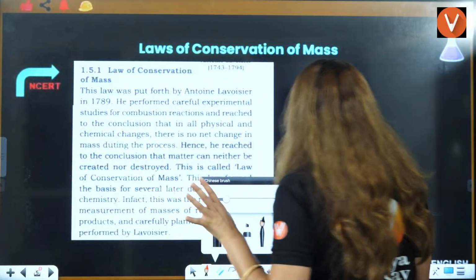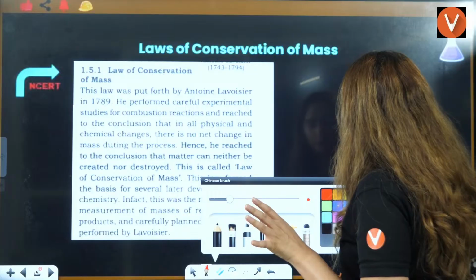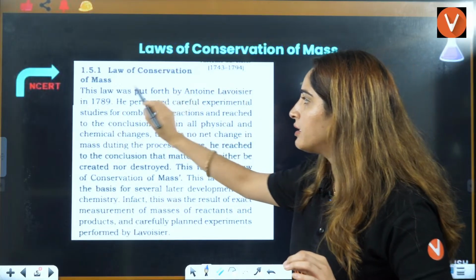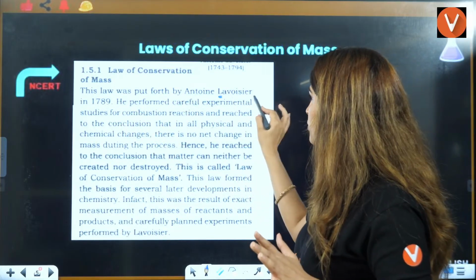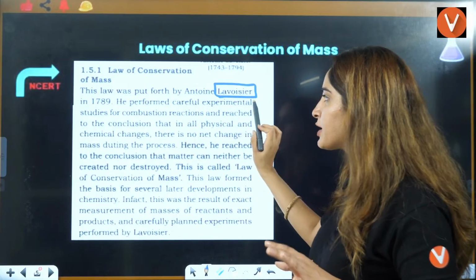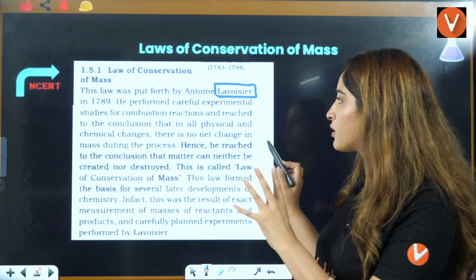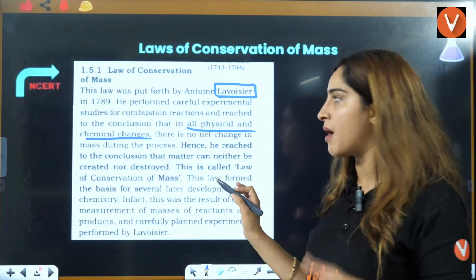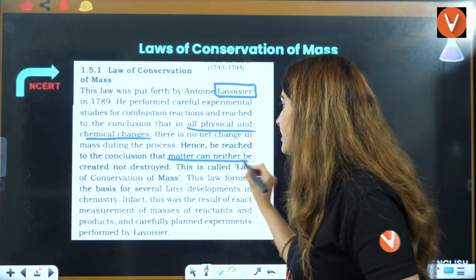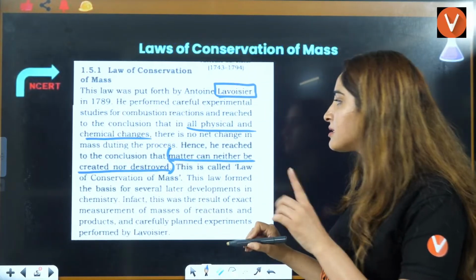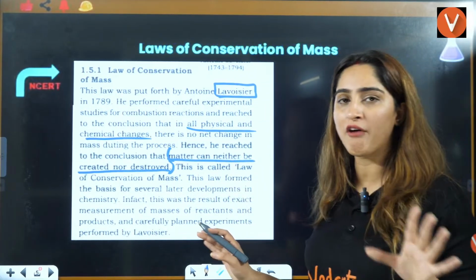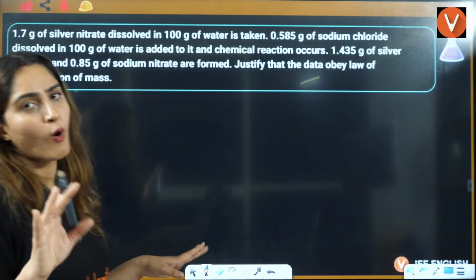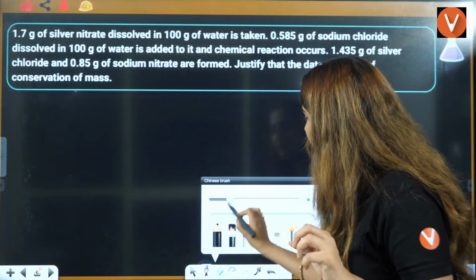Now, from your NCERT, this is a snip that is very important for you. Let's go through this. This law was put forth by Lavoisier in 1789. You don't have to remember the year, just remember Lavoisier. He performed careful experimental studies. Combustion reactions led to the conclusion that in all physical and chemical changes, there is no net change in mass. Hence, he concluded that matter can neither be created nor destroyed. This is called the law of conservation of mass. That's it, that is what you have to do. But the exception is nuclear reactions, and there are other exceptions as well, which are beyond your study. Now, the definition is very simple.